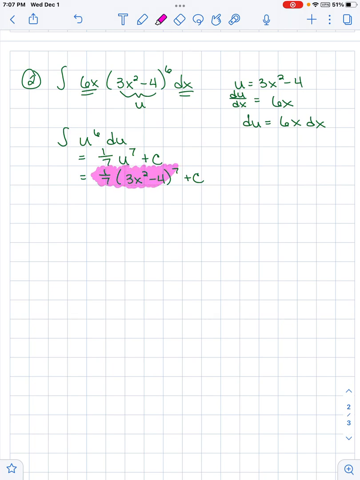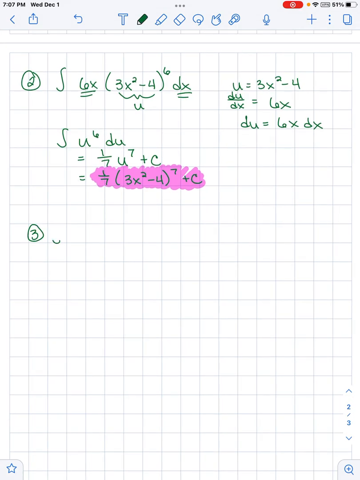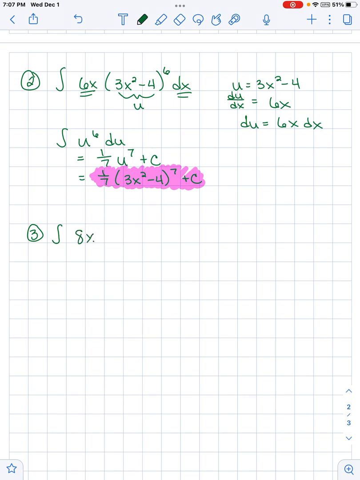Okay, let me find one that's going to be just slightly more tricky for you. I'm going to do 2 more. Let's call this 8x cubed times the square root of 2x to the 4th minus 10 dx. Give it a shot, find that antiderivative, and we'll come back and we'll do this together.